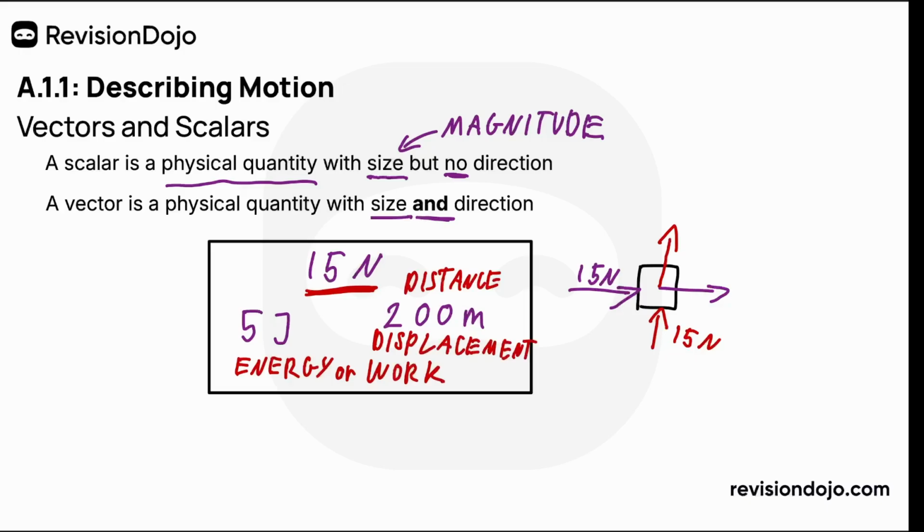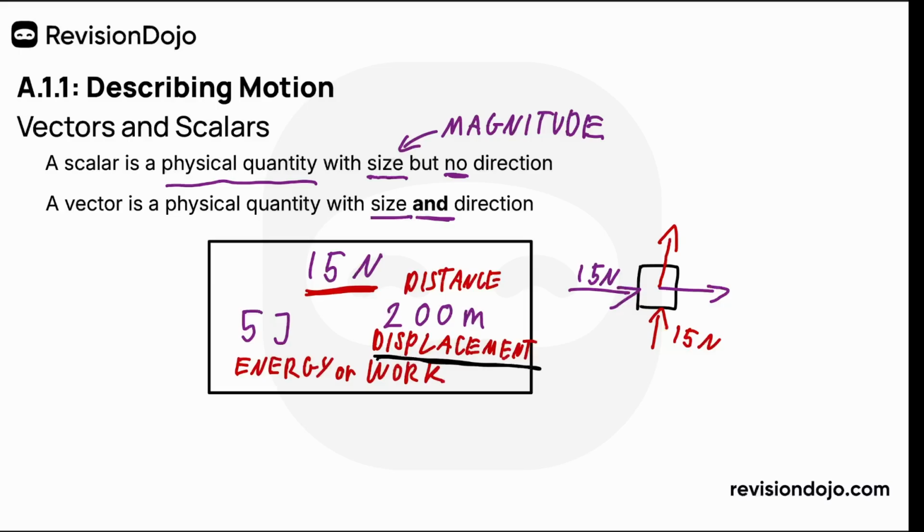We will see the difference between distance and displacement in the next section of this lesson. However, for now, take these quantities and tell me, which ones do you think are vectors? If you answered displacement, that's right.